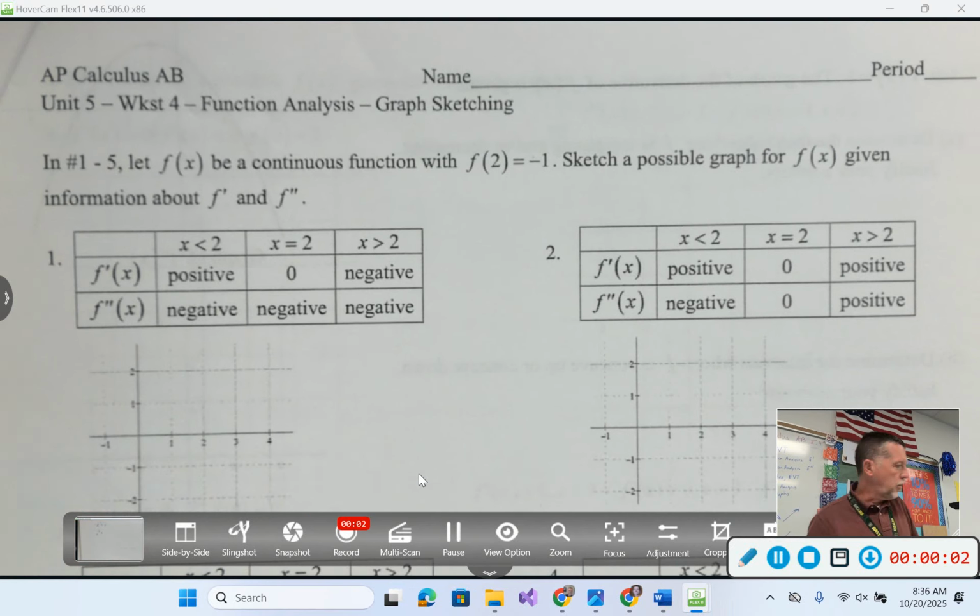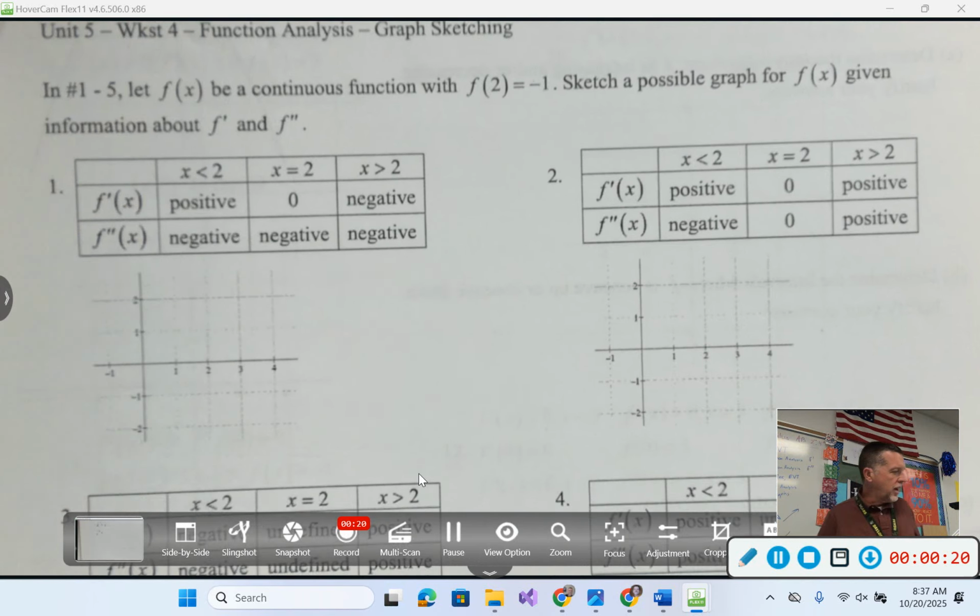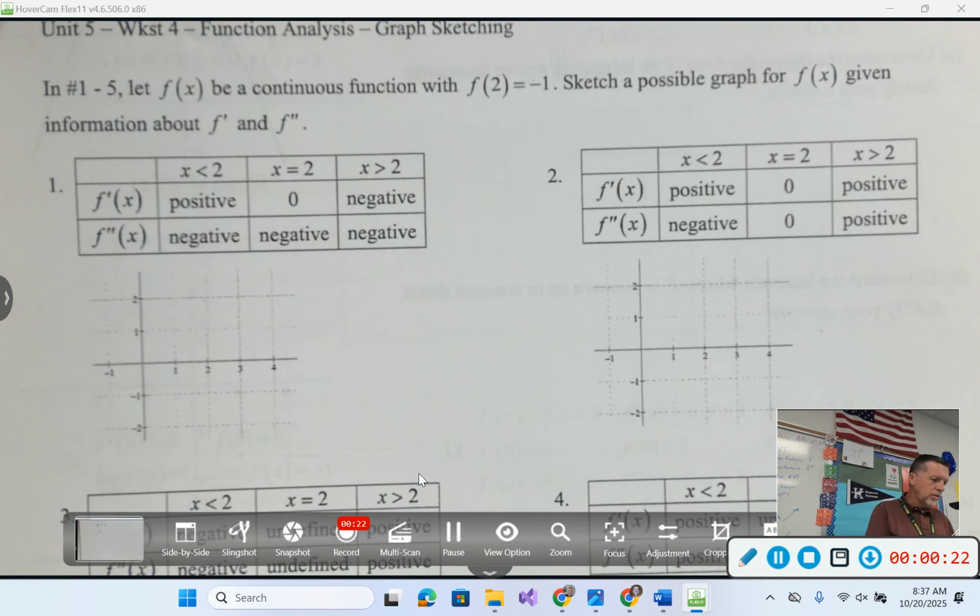And let's work through some of these together. This uses stuff that we know. It serves as a review. Let's phrase it that way. It serves as a review. So let's try number 1 together. Let's just see how far we get.